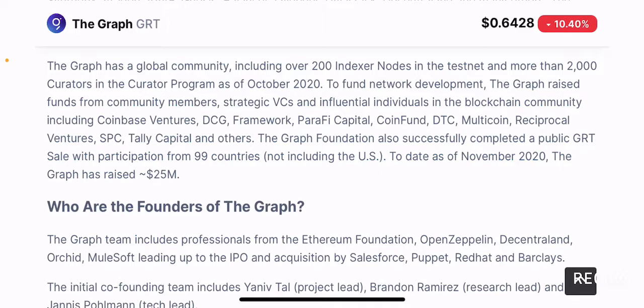The Graph Foundation also successfully completed a public GRT sale with participation from 99 countries, not including the US, obviously, because of regulatory issues there. To date, as of November 2020, the graph has raised about $25 million, right? So again, here they're basically talking about the size of the project itself. They're talking about how they have over 200 indexer nodes, and there's also 2,000 curators as well.